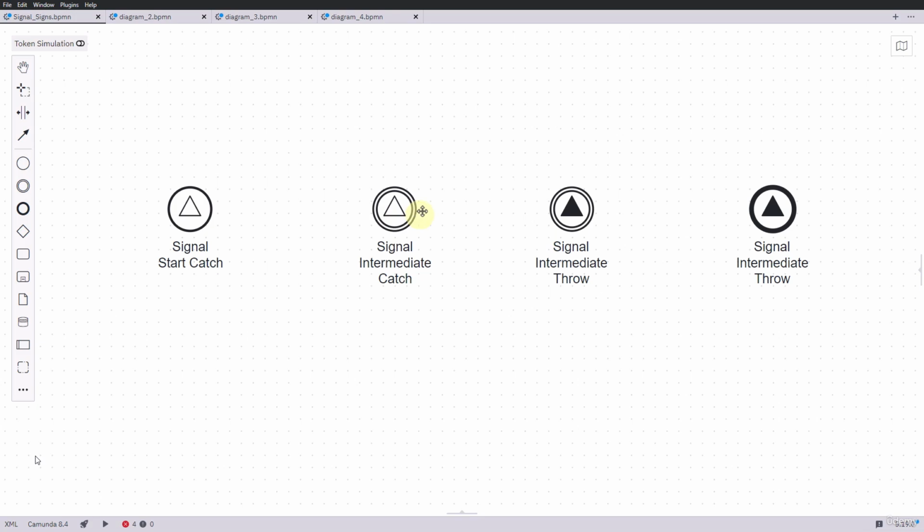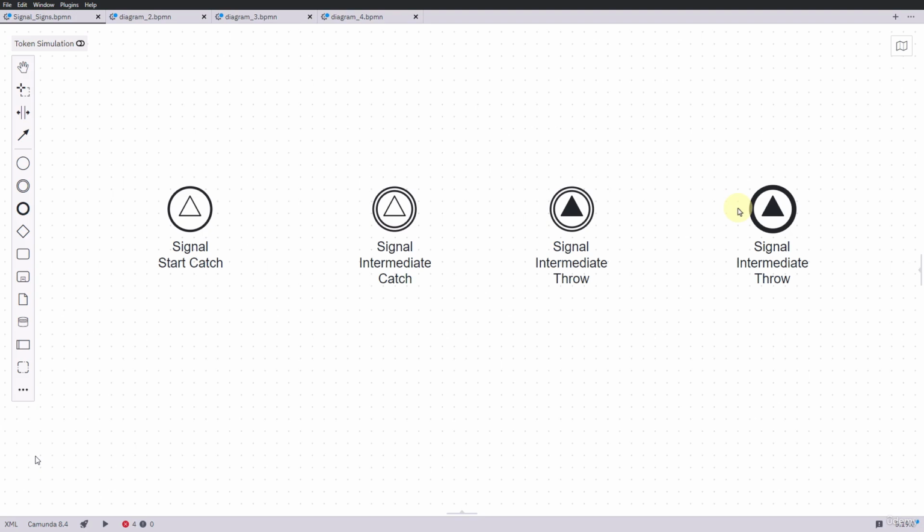The end signal event sends a signal at the end of the process. This signal can be received by another process that listens to it. However, the end signal event can only send and not receive. It is therefore deaf, so to speak.